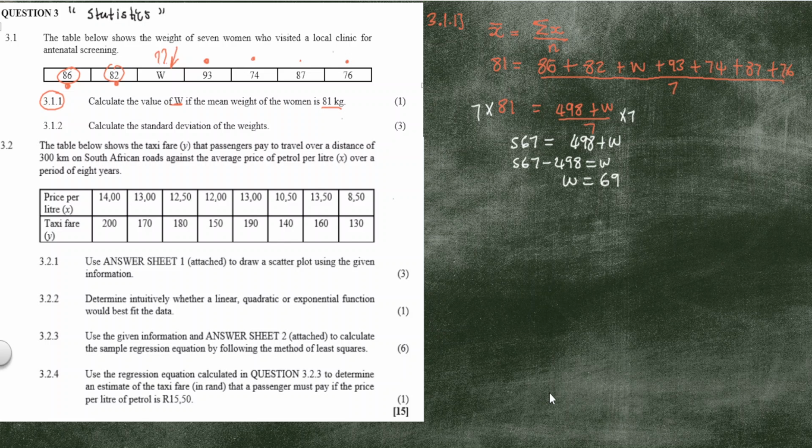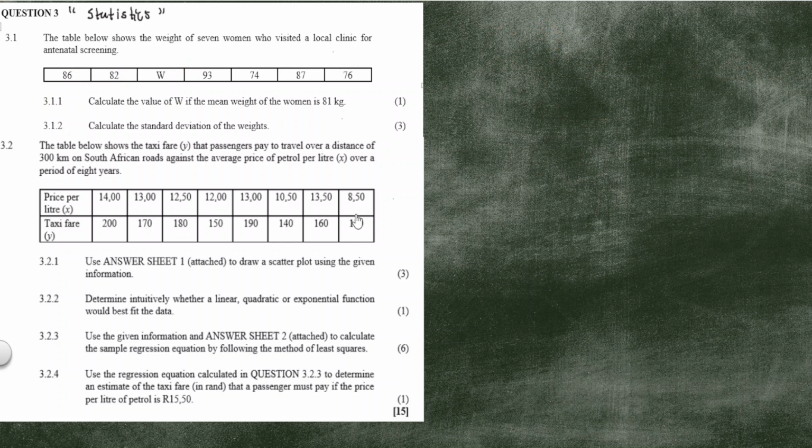But in this case, I feel like this should have been at least 2 marks. 1 mark is a rip-off, a complete rip-off. Okay, so we just calculated the value of W, which is 69.